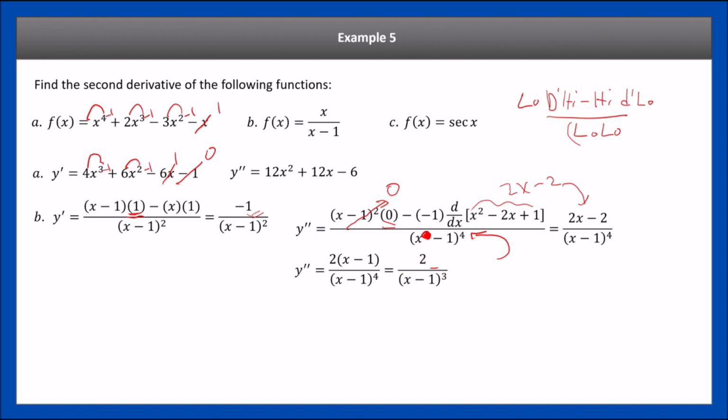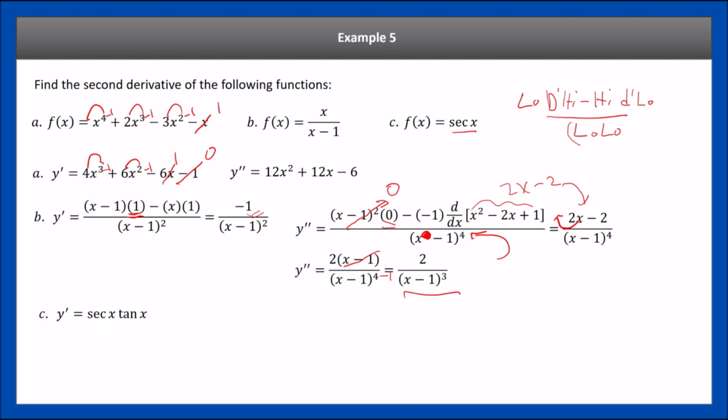And then notice that we can actually pull out a 2 from this here. And if we do that, then one of these cancels, leaving me with 3 on the bottom. So this is the simplified form. All right, so then let's take the derivative of the third function.